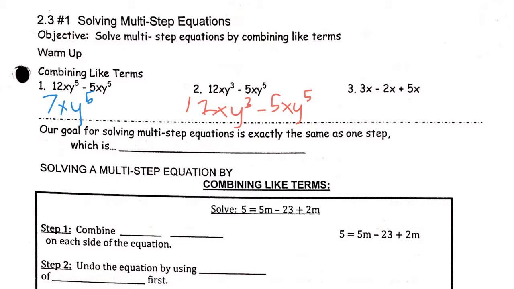Now the last one, we have 3x minus 2x plus 5x. They are all like terms. 3x minus 2x is going to be 1x. 1x plus 5x is going to be 6x.